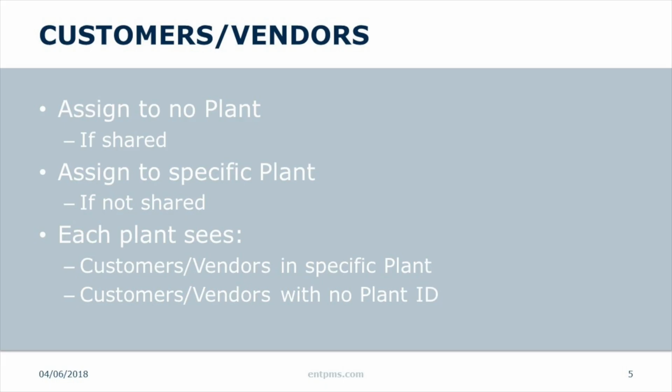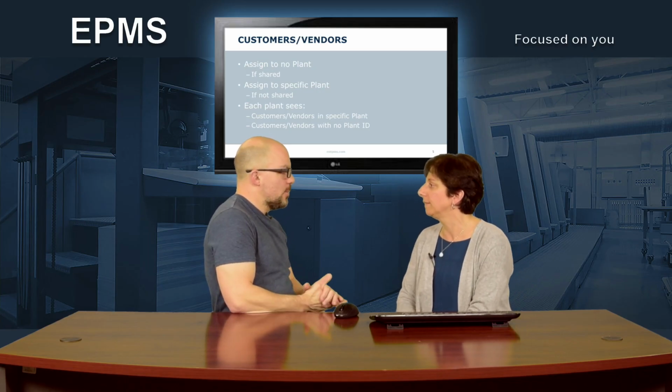With customers and vendors or suppliers, you have the choice of either assigning to no plant, and this would be if they were shared. So if you have customers and vendors that all the plants share, you would assign them to no plant, and they'll be available to both. You can assign them to a specific plant if they're not shared, and then they'll only be available to that plant. So basically, each plant will see customers and vendors in their specific plant, plus customers and vendors with no plant ID. Okay? That all makes sense.